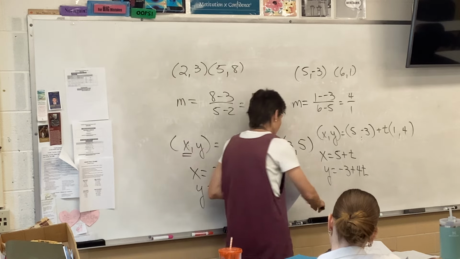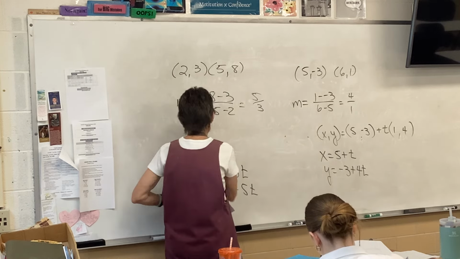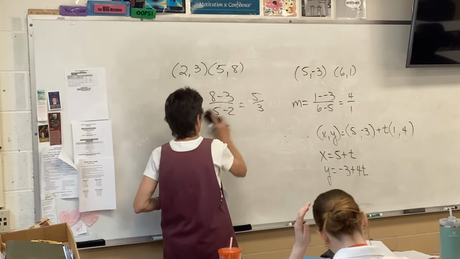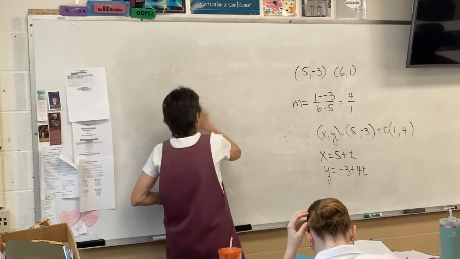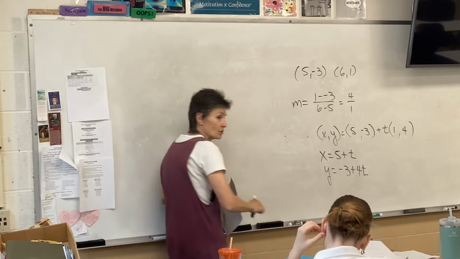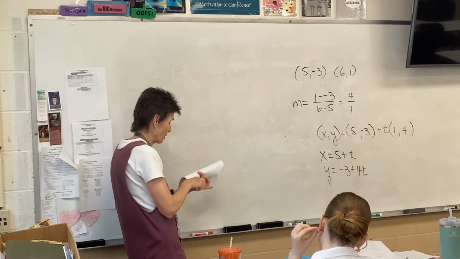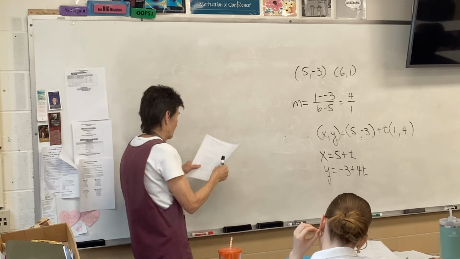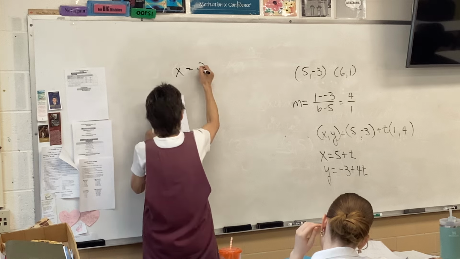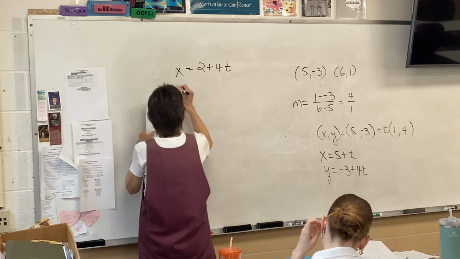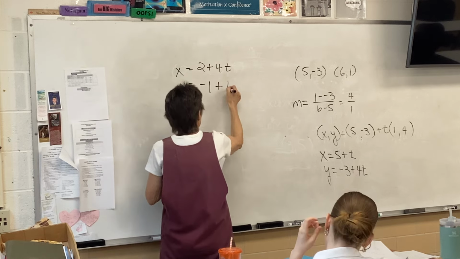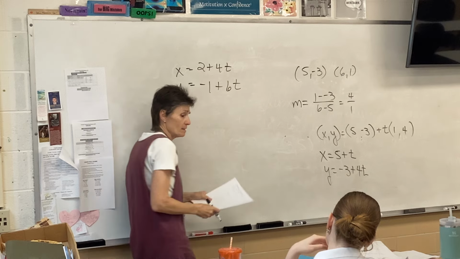Write the Cartesian form. Now the Cartesian form of the line is what you're used to. y equals mx plus b. Something like that. Cartesian x and y. So, any thoughts on that? There's a couple different ways you can do it. Do you have any ideas?